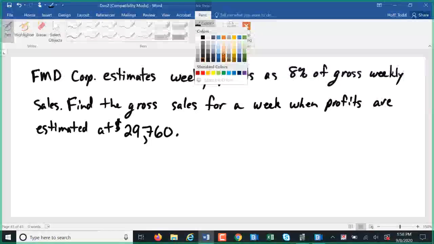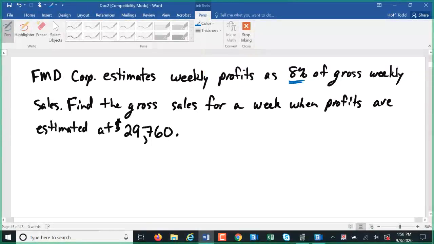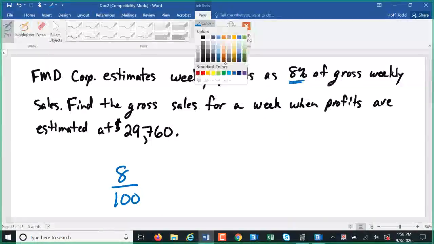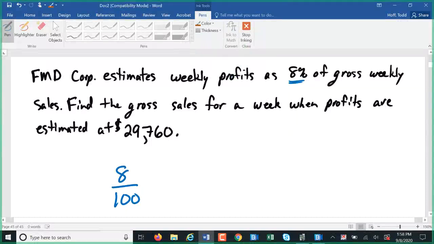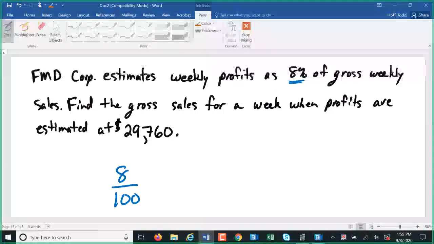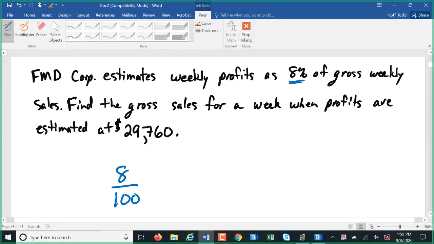Now, we have a percent here, the 8%. So we'll start off with that. We're going to be dealing with 8% or 8 out of 100. In a percent problem, every item is described by two different numbers. One of those numbers is a percent. So here we have actually two items in the problem. We have weekly profits, technically estimates of weekly profits, and gross sales, or gross weekly sales.